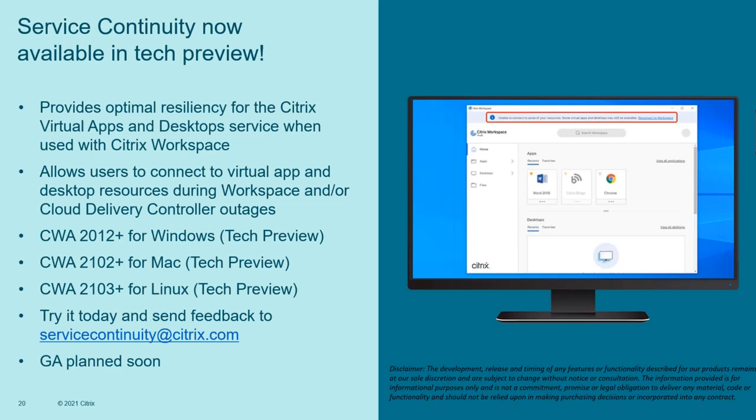Right? It's available in Tech Preview if you're a Citrix Virtual Apps and Desktop Service customer. Now you can enable it with a feature toggle. You no longer have to reach out to us. If you are using it, we strongly encourage you, please reach out to our product management team via this email alias, servicecontinuity@citrix.com. They would love to hear your feedback as we approach general availability.